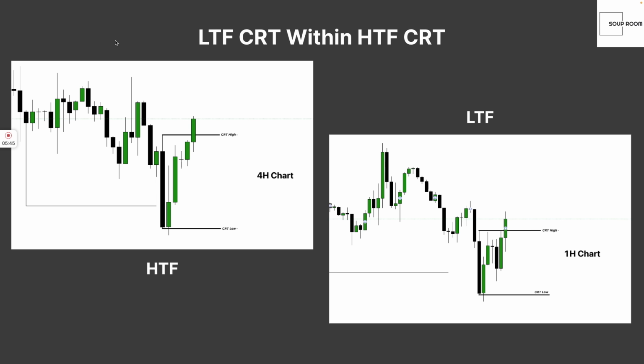Become familiar with this setup. Lower time frame CRT within a higher time frame CRT. This is the key level. Important. This is very important.